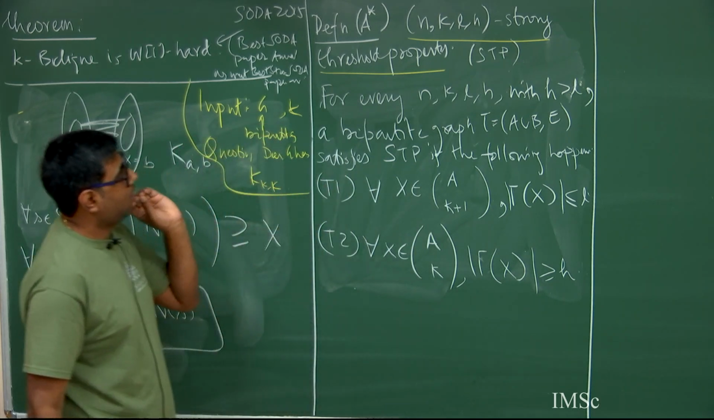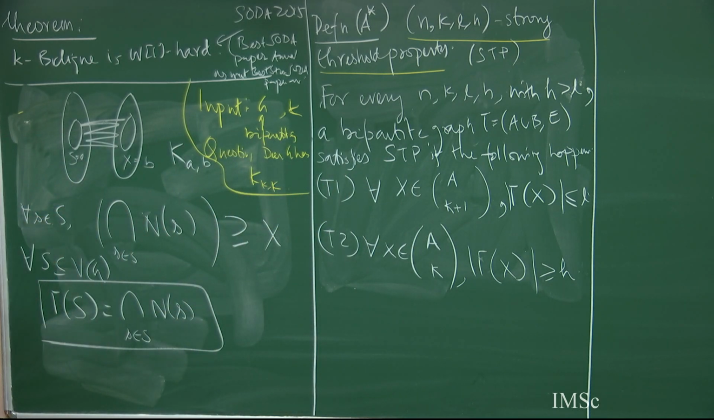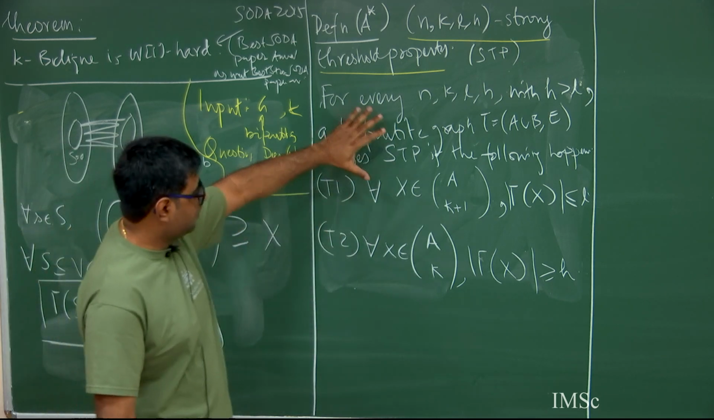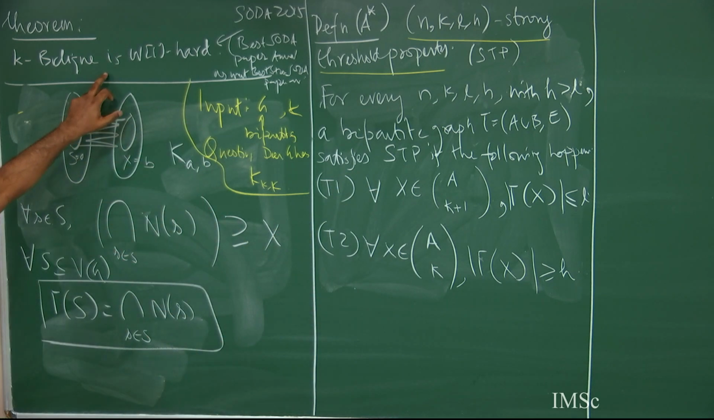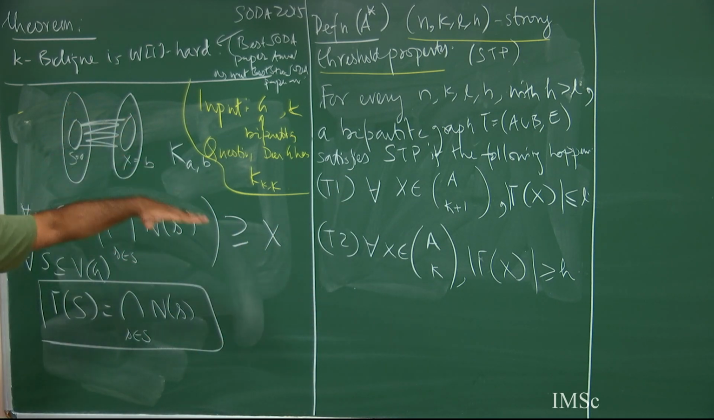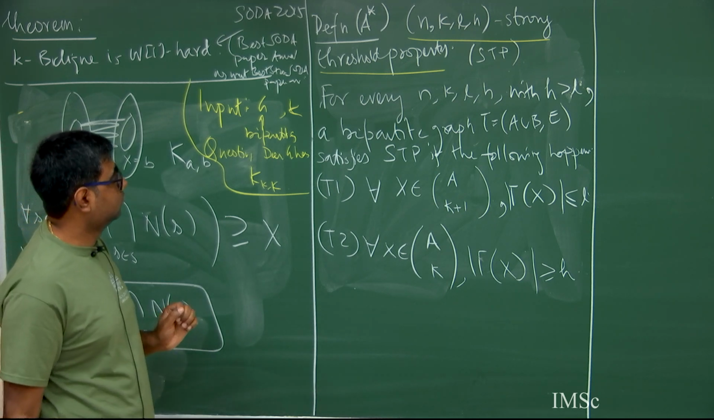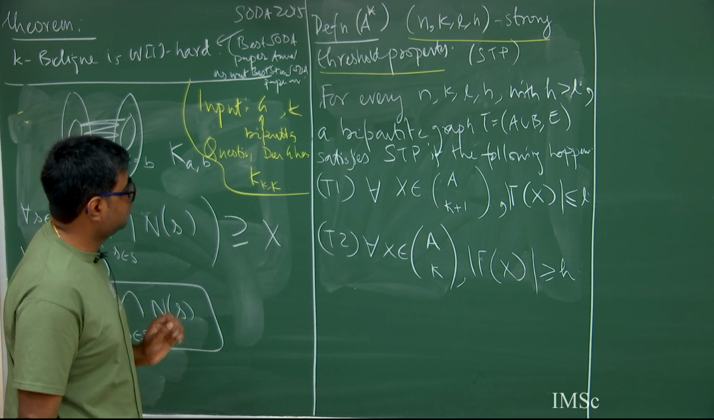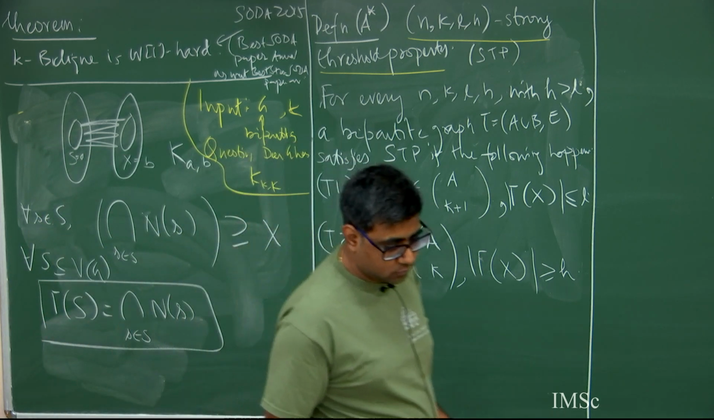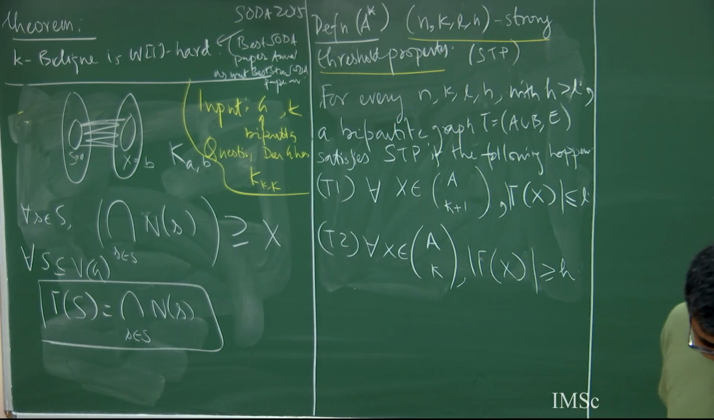So suppose we did have, for every NKLH, such a bipartite graph with such a property, then can we show this theorem? If we have such a nice construction of a bipartite graph, is it possible for us to show that k-clique is W[1]-hard? N is the number of vertices of the whole graph. Yes. You will see what N is.